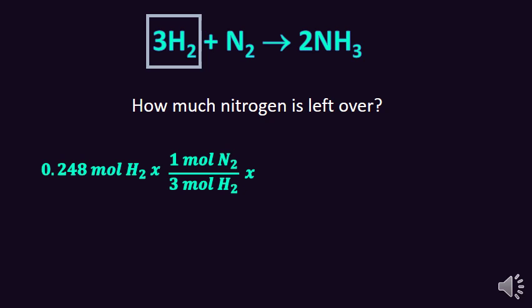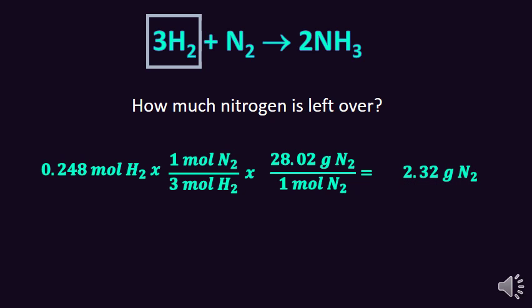I'm going to do a mole ratio between hydrogen and nitrogen, then the molar mass to get to grams of nitrogen, and I end up with 2.32 grams of nitrogen left over, right? No, that's the grams of nitrogen that was used in this reaction. To figure out how much is left over, you need to subtract it from the amount we started with. And that's the amount of nitrogen that's left over at the end of this reaction.